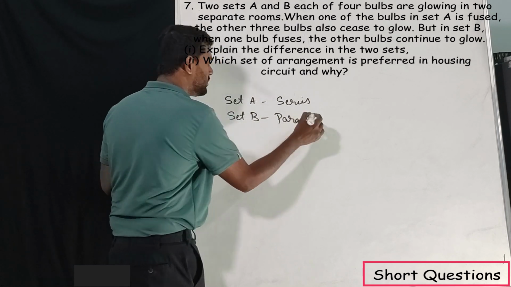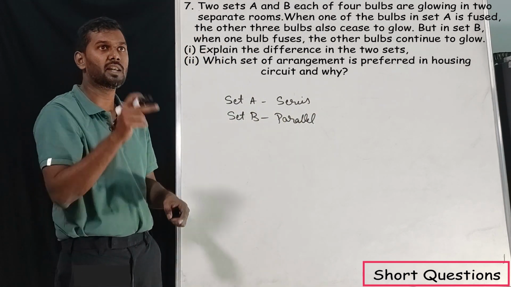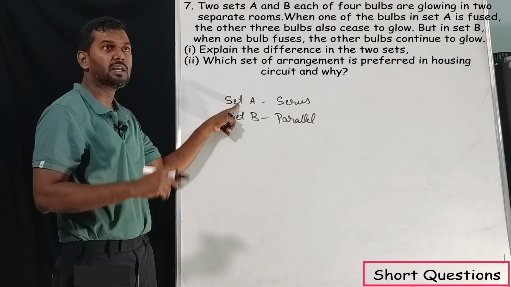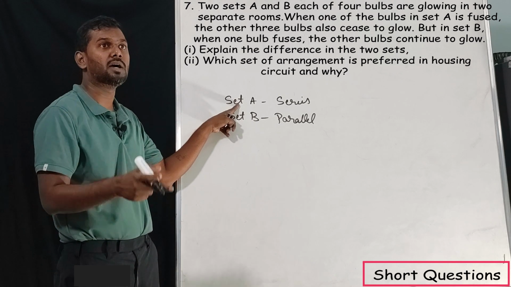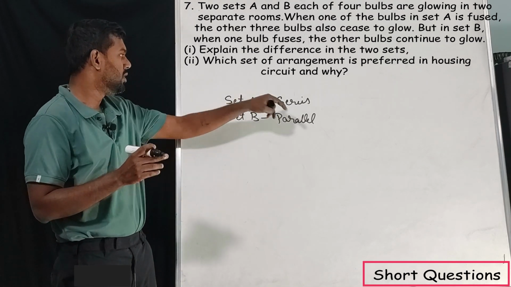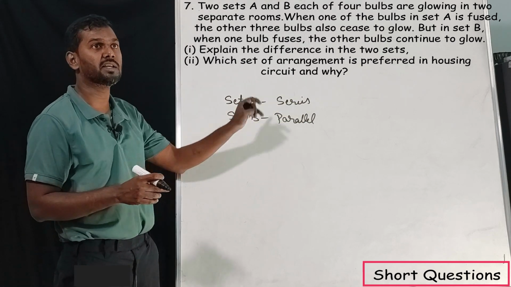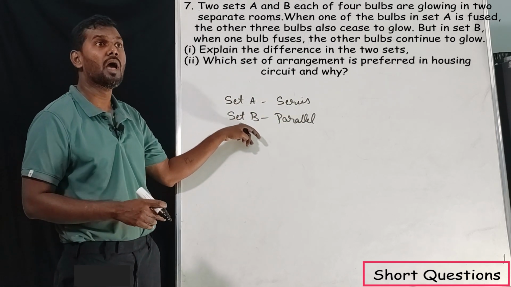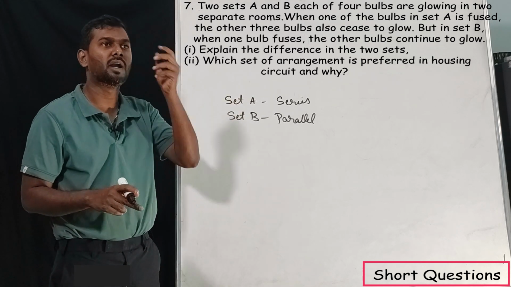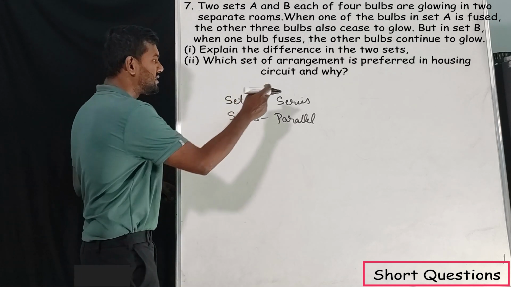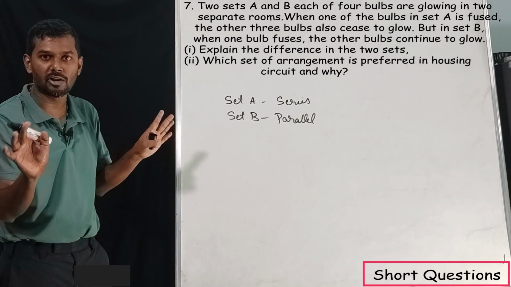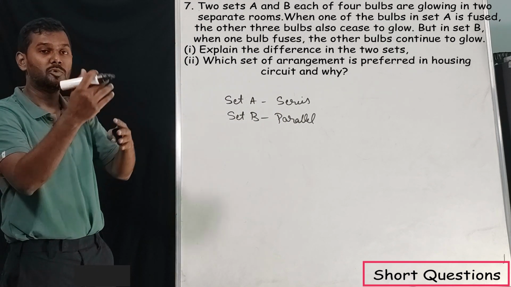How can we come to this conclusion? See, they are telling when one bulb in set A is fused, the other 3 bulbs cease to glow. What do you mean by cease? Stop to glow. So that means everything is connected in series. But in set B, if one bulb is fused, the other 3 bulbs continue to glow. So this is connected in series and this is connected in parallel. This is not the answer we are looking for. This is how we can come to the conclusion.